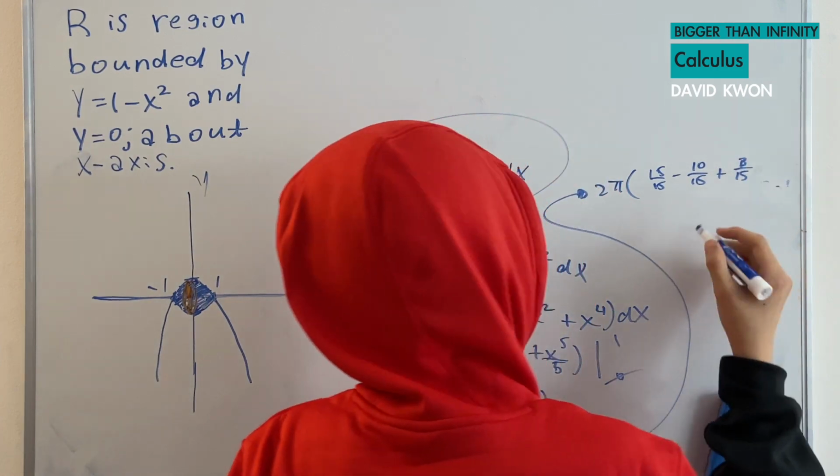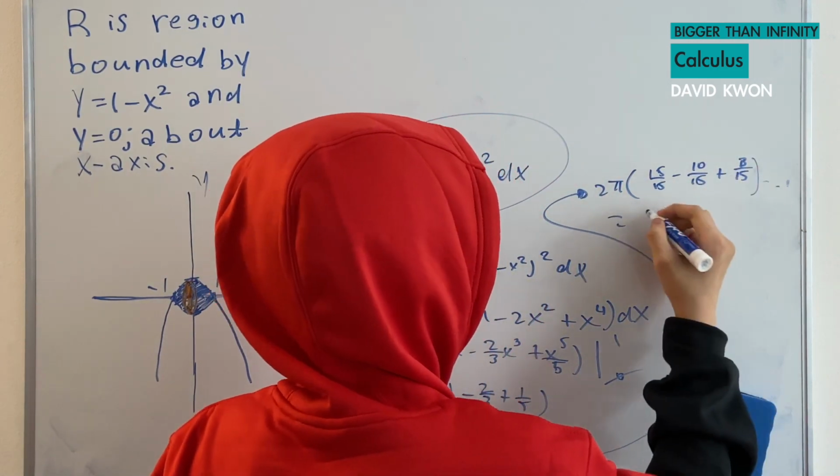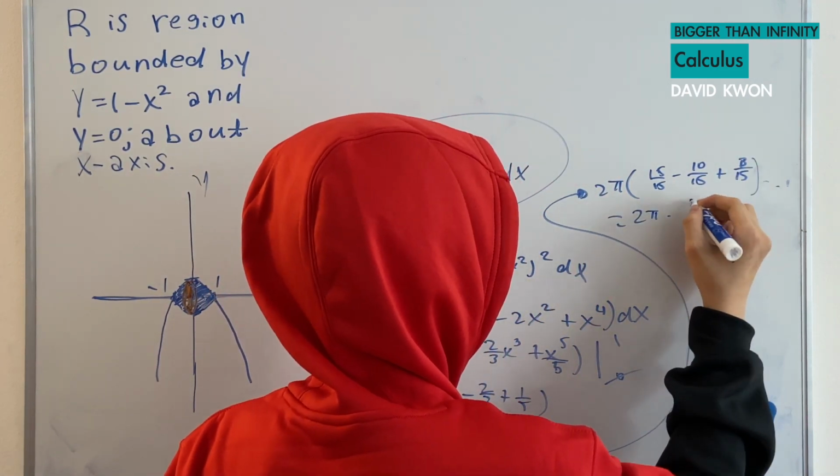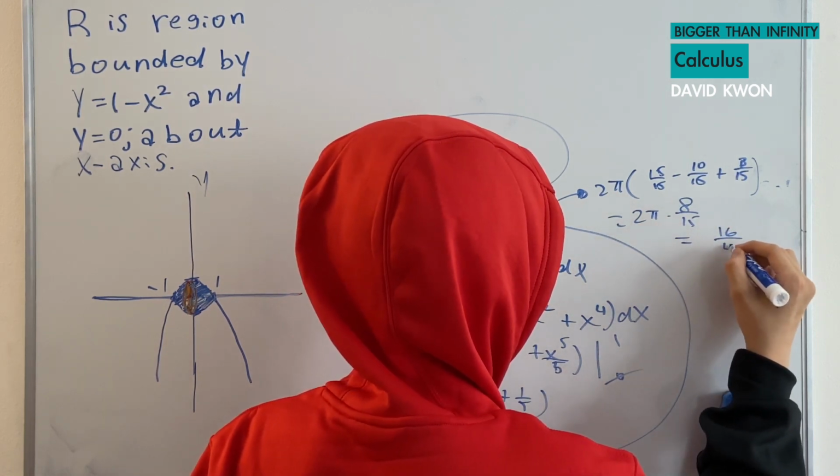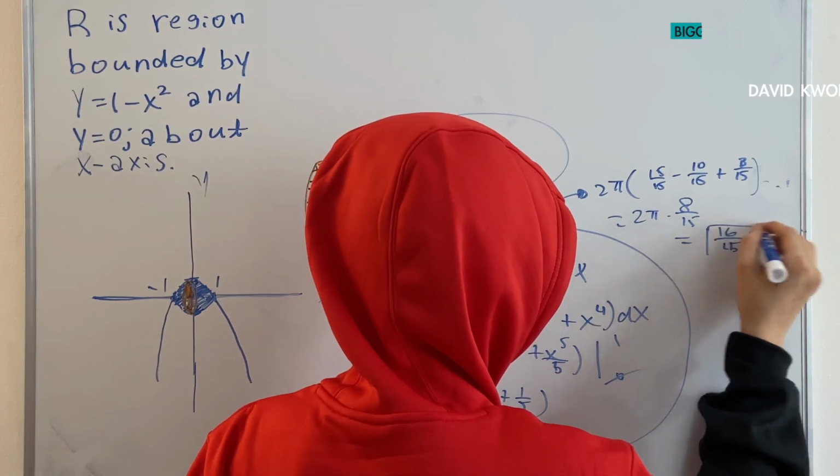Actually, that's 3. All of that is equal to 2 pi times 8 over 15, and that is equal to 16 over 15 times pi.